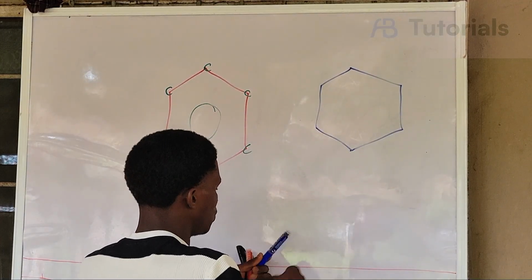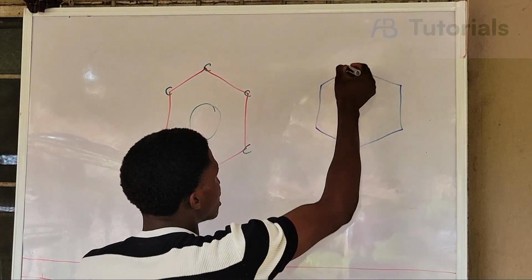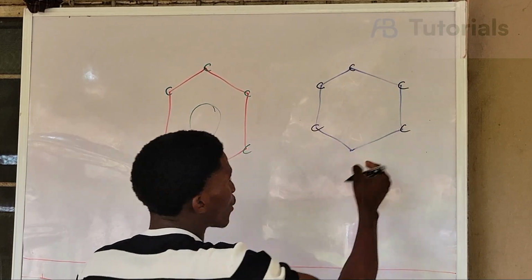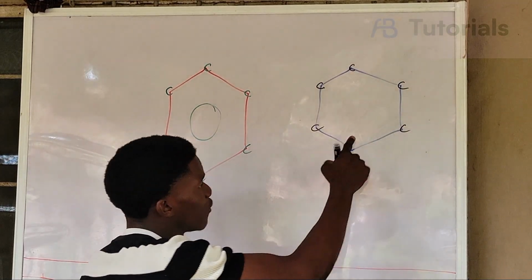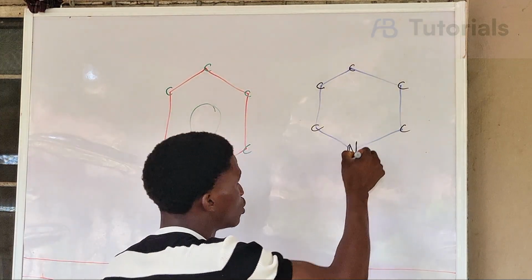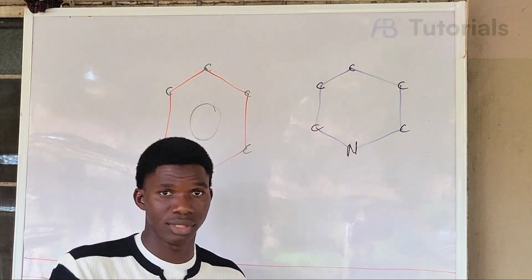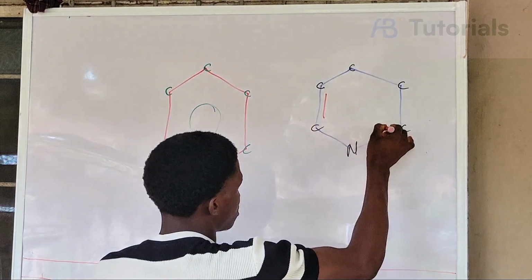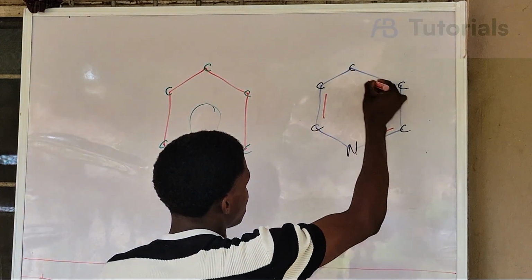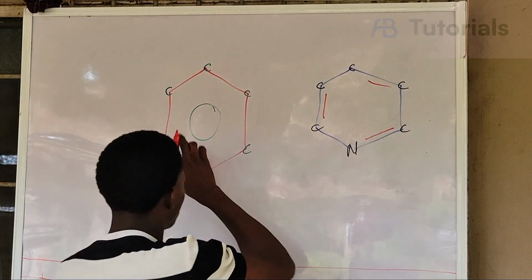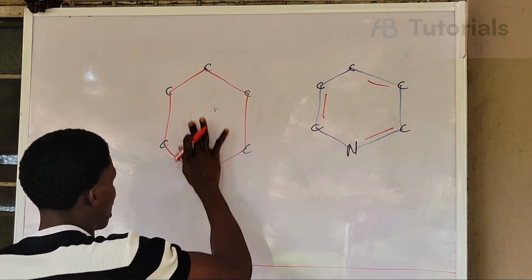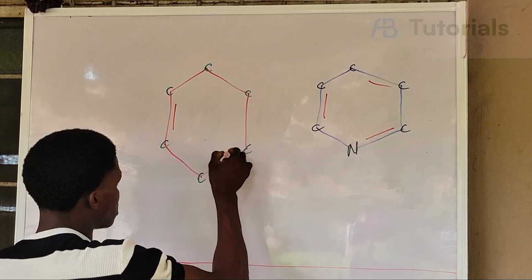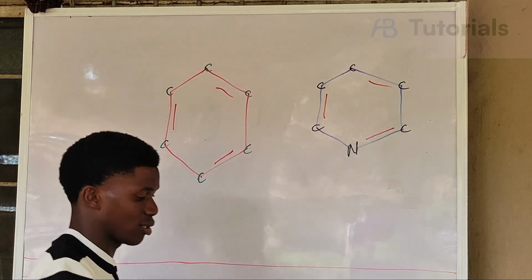Okay, so we have carbon, carbon, carbon, carbon, carbon. Now instead of having a carbon here, we will have a nitrogen. So this is a pyridine. And don't forget, we also have this, and this. So you can represent it with your circle, it stays the same thing, but I would like to use this because of the explanation.